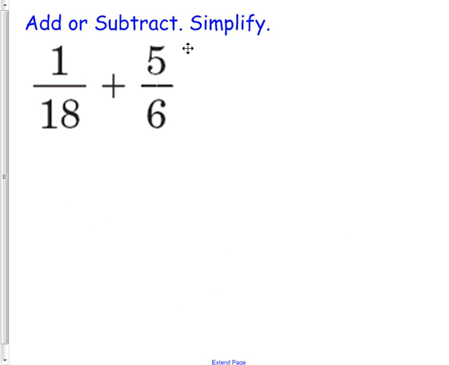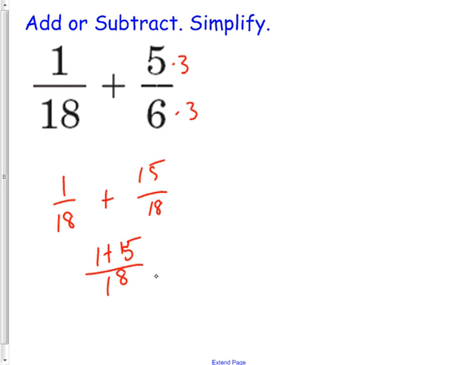Again, add or subtract and then simplify. I do not have a common denominator. So the next step is, can I make the smaller denominator equal to the larger one? And 6 times 3 gives us 18. So I can go ahead and do that. So I'll rewrite the problem 1/18 plus 15/18. And now I can rewrite the numerator 1 plus 15 over 18, which gives me 16 over 18.